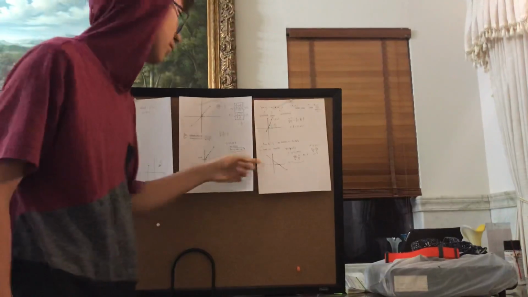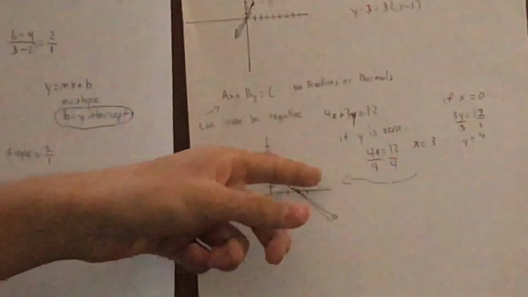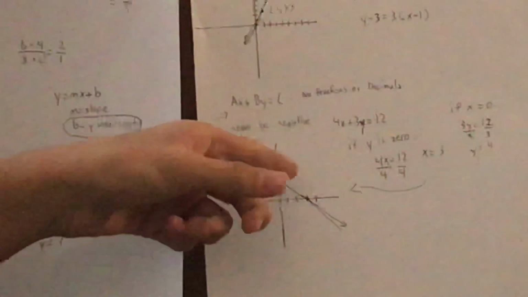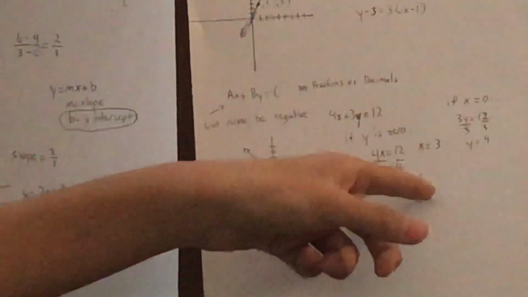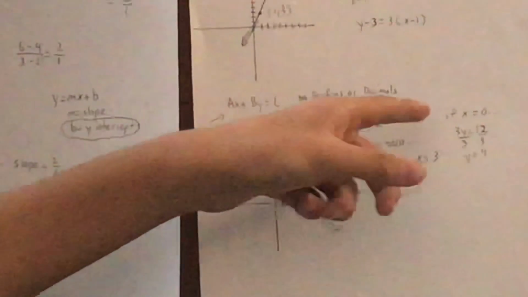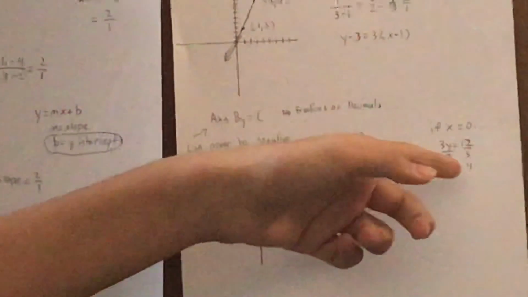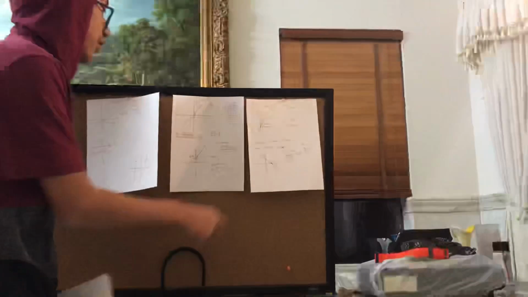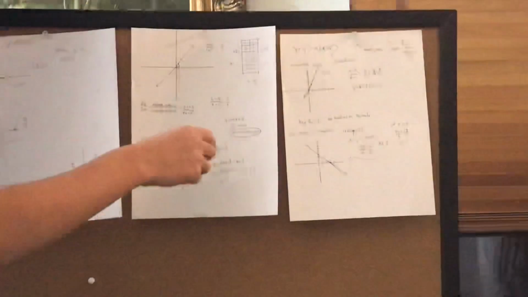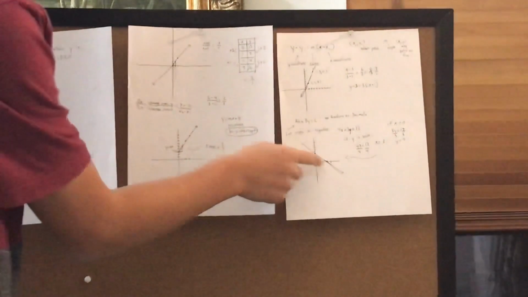So demonstrating this, we have 4x plus 3y equals 12. If y was 0, it would be 4x equals 12. And if you do that, you get x equals 3. Or if x is 0, you can find the y-intercept. 3y equals 12. You get 3y divided by 3, and 12 divided by 3, you get y equals 4. Once you graph that, you take both intercepts. Really easy. You put the x-intercept, which is 3, y-intercept, which is 4, and you get your line.